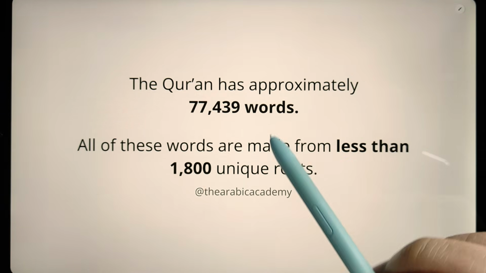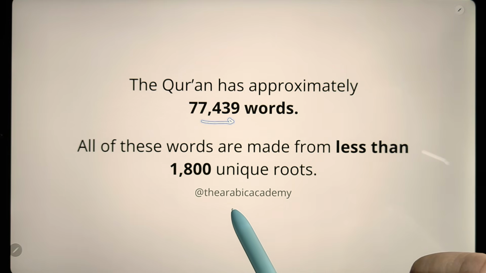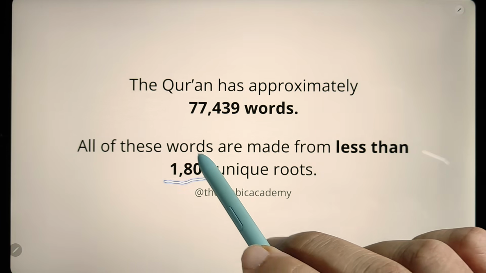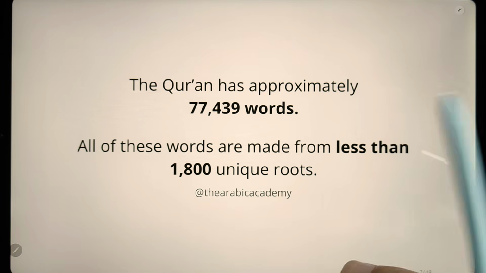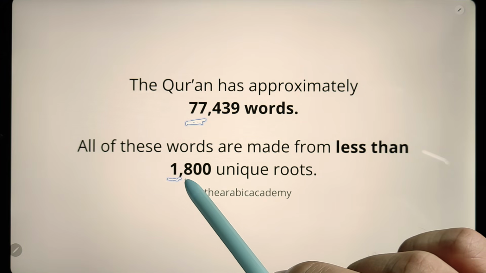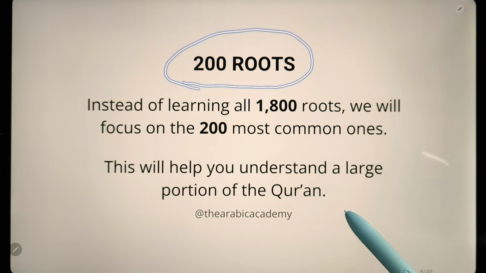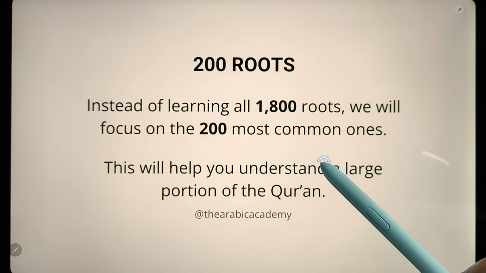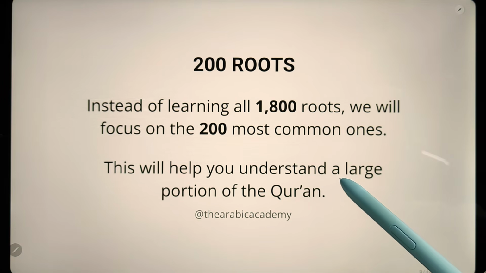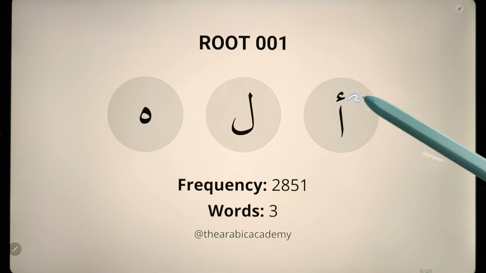How does this apply to the Quran? The Quran has approximately 70,000 words, which is quite a lot. However, all these words are made of 1,800 unique roots. So instead of learning 70,000 words, we can just learn 1,800 unique roots. In this series, we are going to learn the most common 200 roots, which will form about 65 to 70% of the total individual words in the Quran. That means it will help you to understand a large portion of the Quran. So, let's start by root 1.